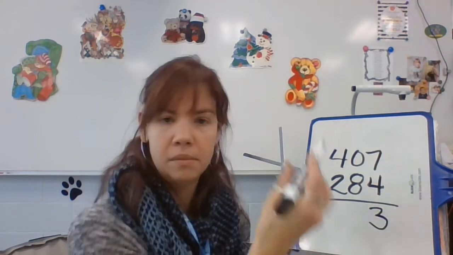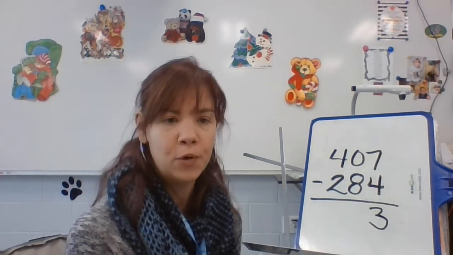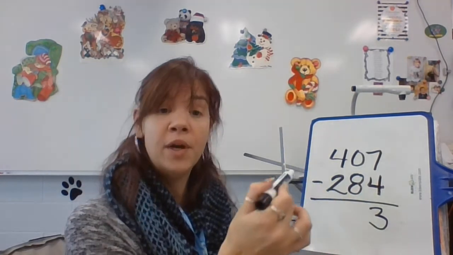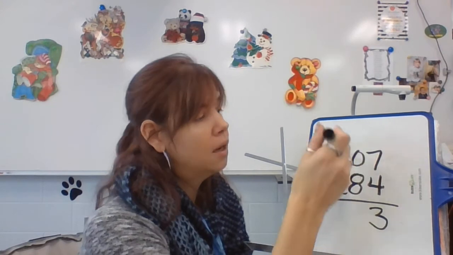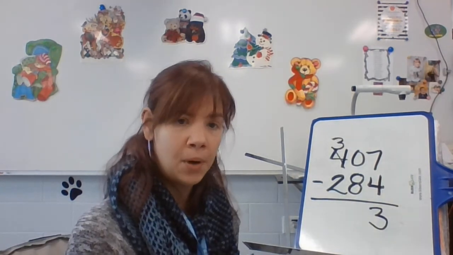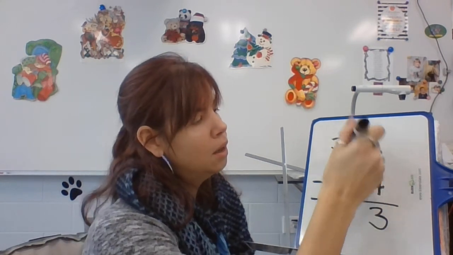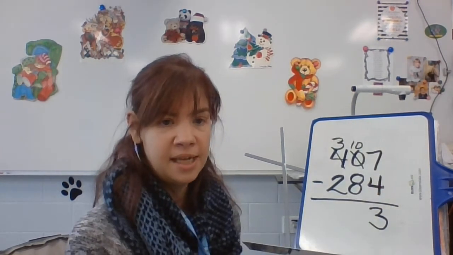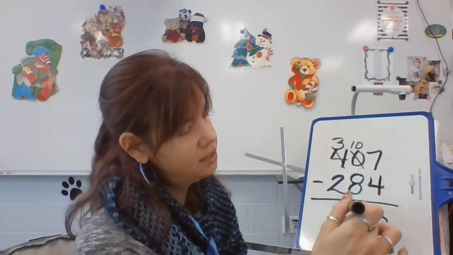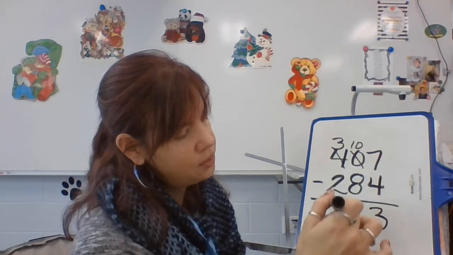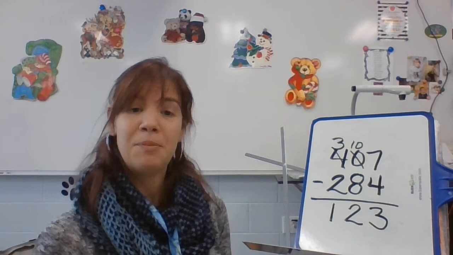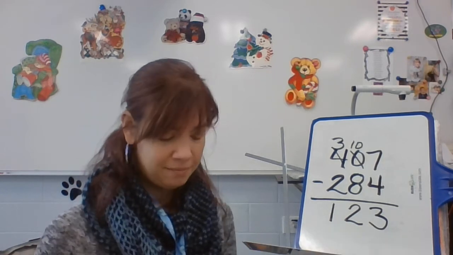Oh, but now I'm right back to where we're having to regroup because I can't do 0 minus 8. So we go next door. At least we didn't have to go far because next door had one we could borrow, which makes the 0 that was there in the tens place now a 10. 10 minus 8 is 2, and 3 minus 2 is 1, or 123. Simple as 1, 2, 3.